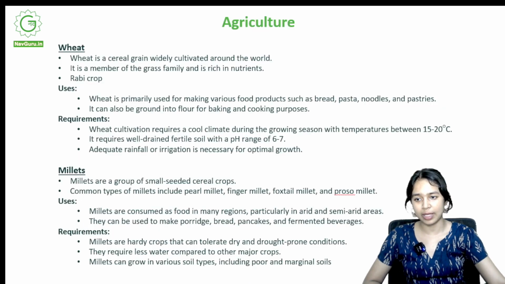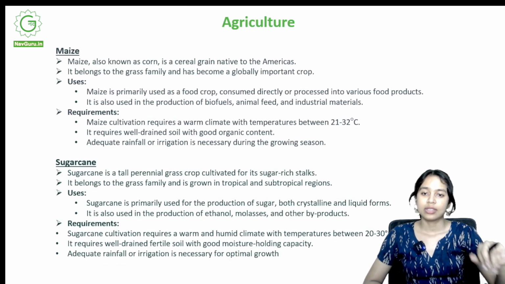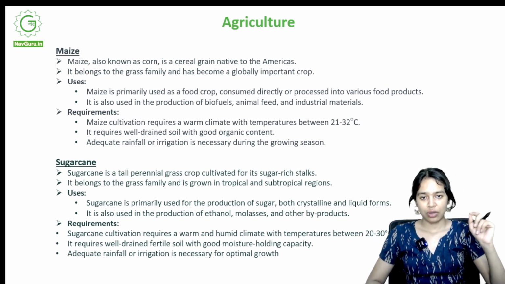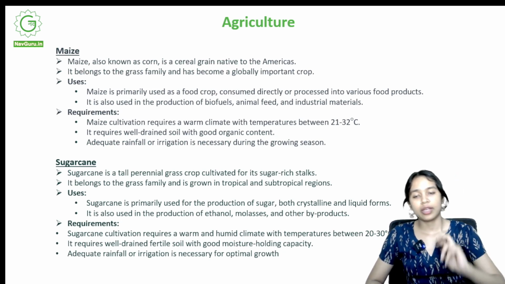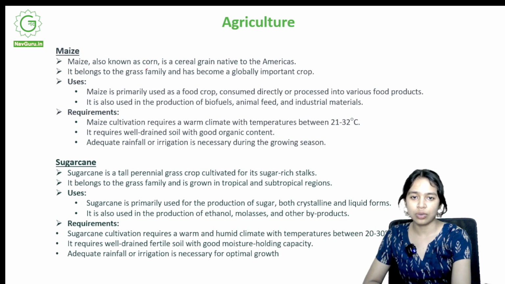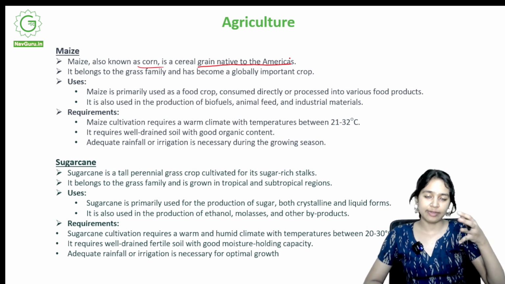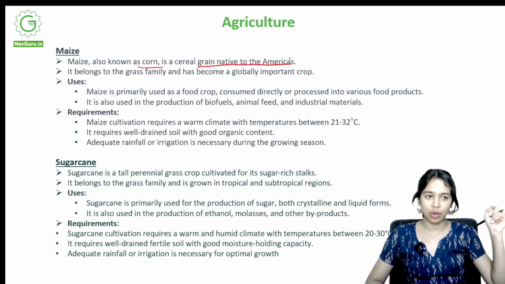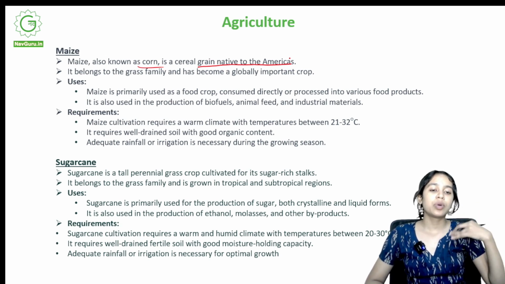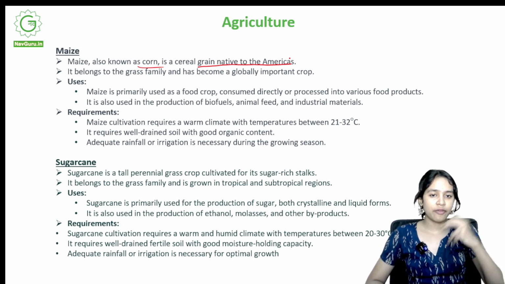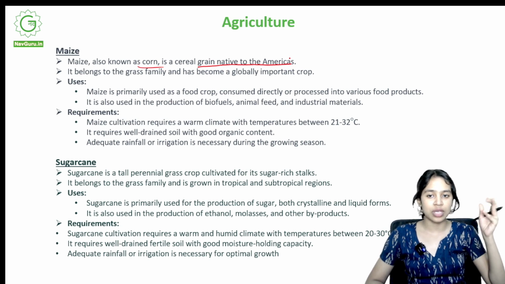So we begin. Maize. Maize, also known as corn, is a cereal grain native to the Americas. So maize is known as corn, and it is not a native of India, it is native to the Americas. It belongs to the grass family and has become a globally important crop. So this crop is not only important to the country, it is also important globally. That is, everywhere it has a certain usage.